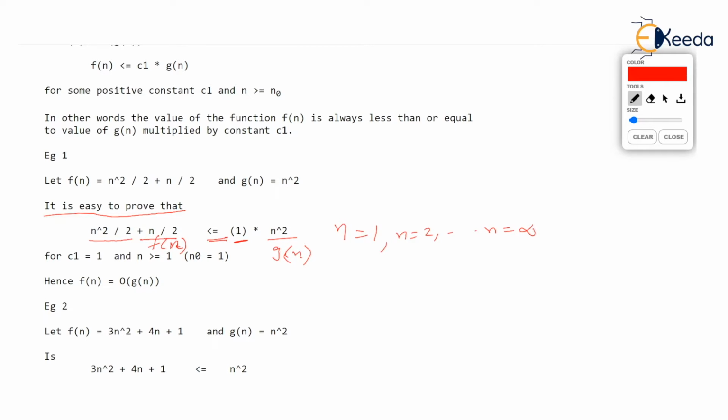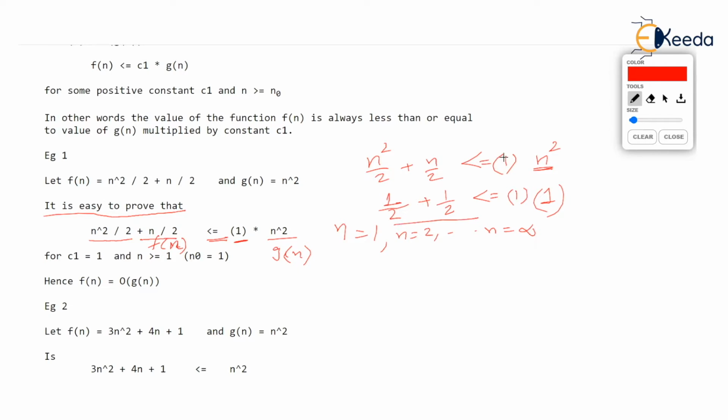Just check. If you put n square by 2 plus n by 2, is it less than or equal to 1 into n square? Gn. This is gn. Put n as 1. If n is 1, this will become 1 by 2 plus 1 by 2, which is 1. Is it less than or equal to 1 into the right hand side is 1 square, because n is 1, will become 1, and 1 by 2 plus 1 by 2, 1 is indeed less than or equal to 1, correct or not?